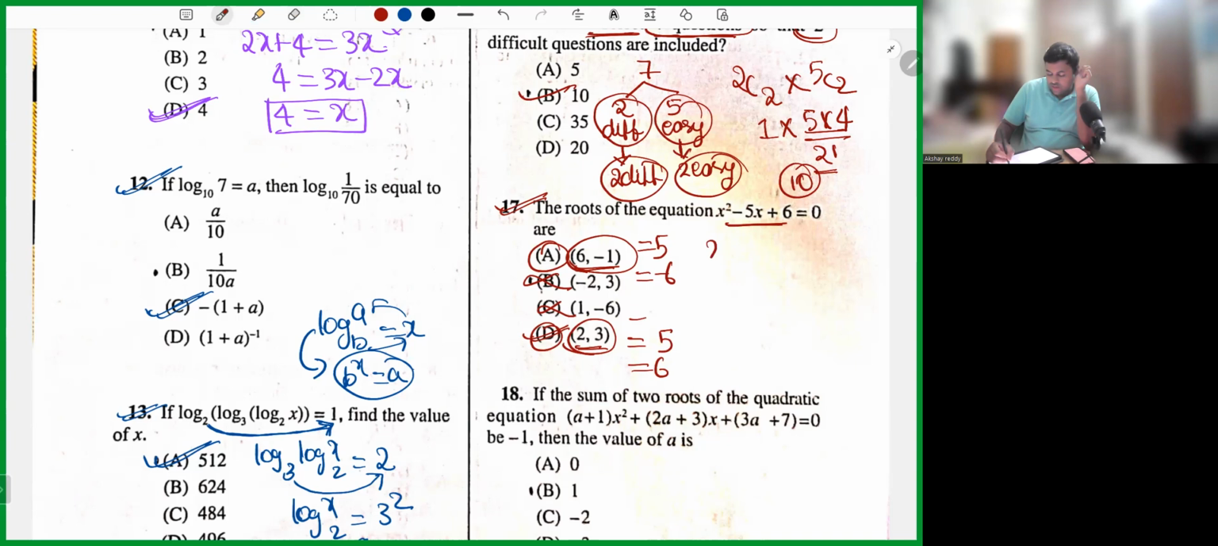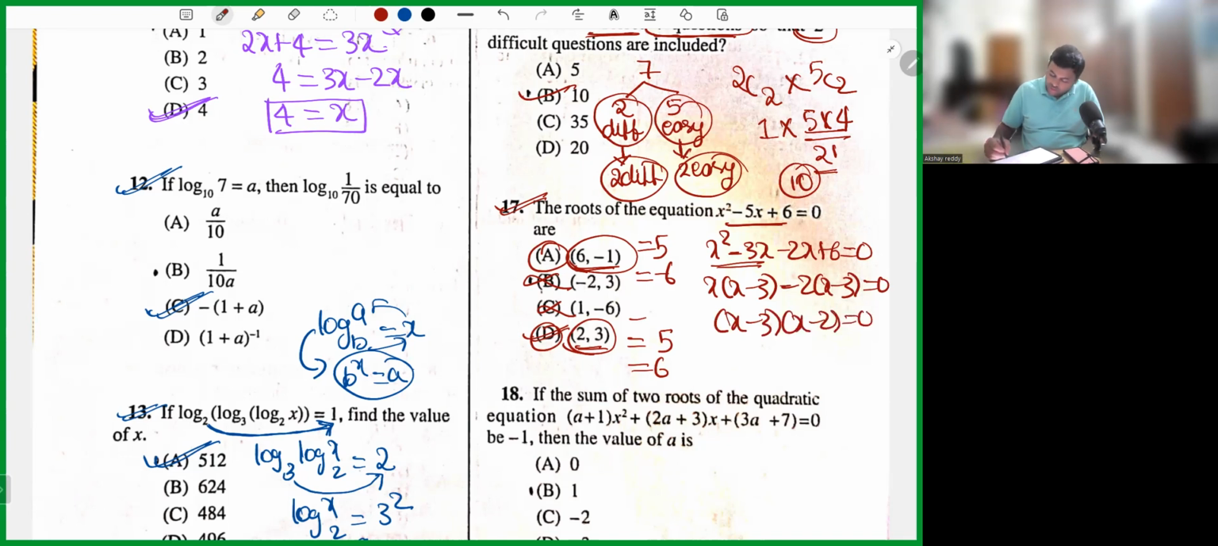What is the factorization? X square minus 3x minus 2x plus 6 equal to 0. Take x common, x minus 3. Minus 2 common, x minus 3 equal to 0. Therefore, take x minus 3 common, x minus 2 equal to 0. If a into b is 0, either a is 0 or b is 0. So x is equal to 3, x is equal to 2.